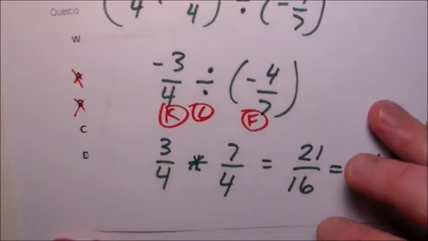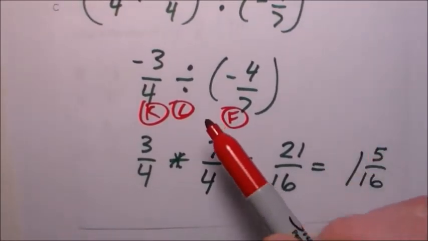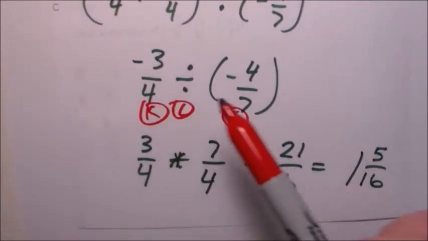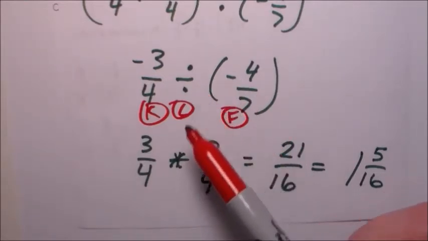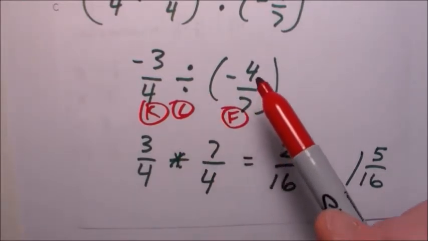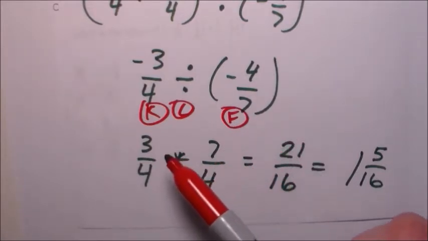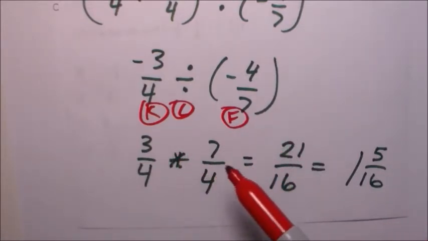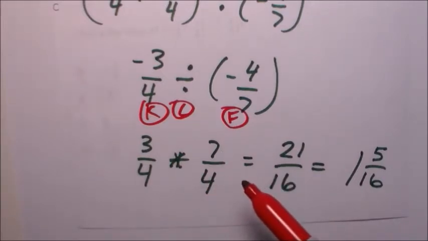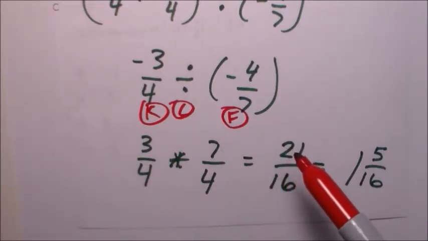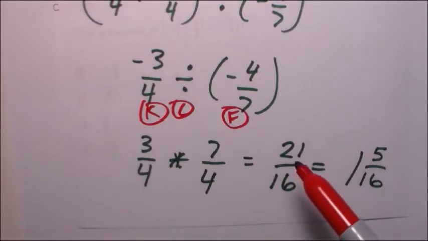We're going to keep 3/4 as 3/4. I got rid of the negative sign because we know our answer is going to be positive. Change division to multiplication and flip 4/7 into 7/4. Multiply through, we have 3 times 7 is 21. 4 times 4 is 16. And 21/16 is an improper fraction, right? Because the numerator is bigger than the denominator.